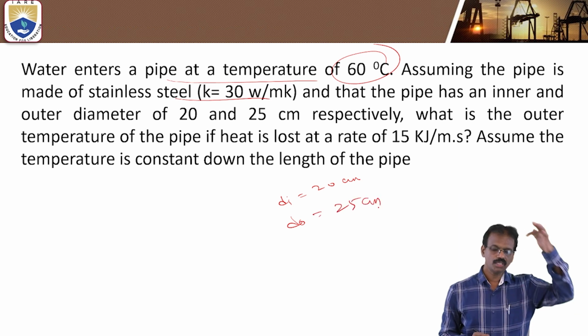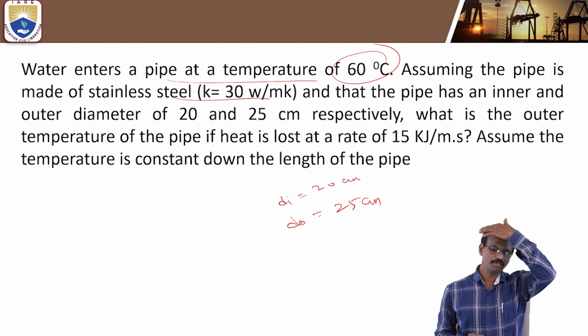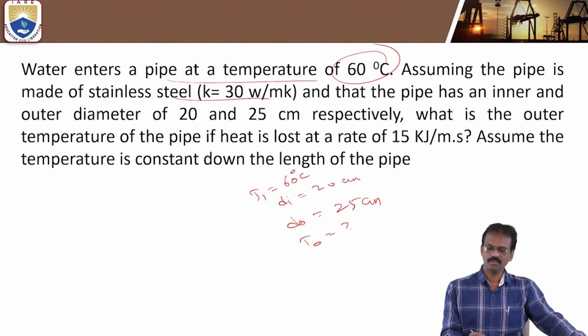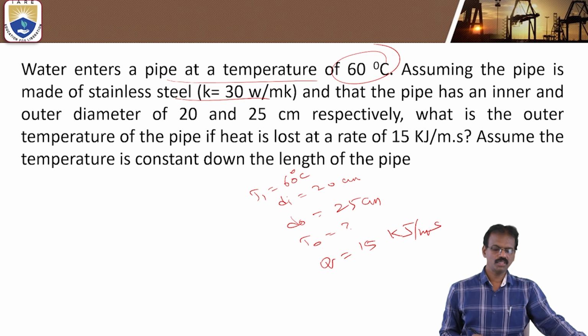So what is the outer temperature of the pipe? The inner temperature of the pipe is given, T_i is 60 degrees Celsius. We have to find out T naught. The rate of heat transfer, heat loss Q, is also given, that is 15 kilowatts per meter. Assuming the temperature is constant down the length of the pipe, you can solve this one.